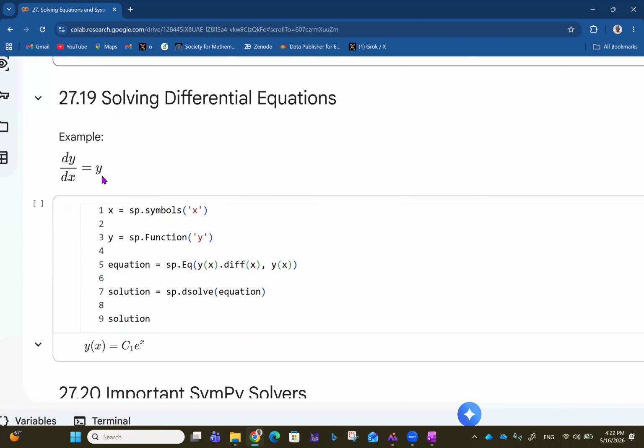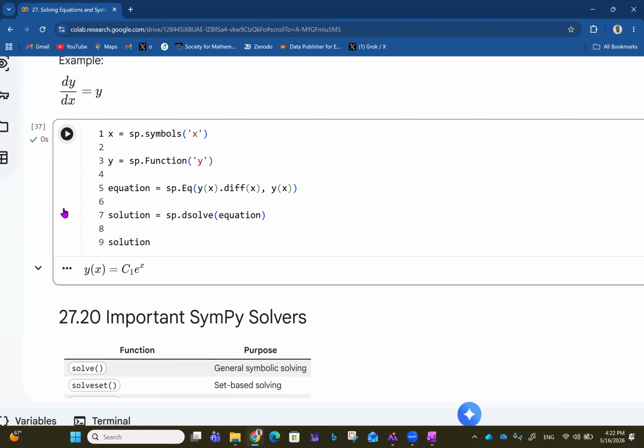So here you define x as a symbol and define y as a function. The equation now becomes sp dot Eq, y of x diff x, that's dy dx, comma y of x. So we are solving in terms of y of x. So the solution is sp dot dsolve. You use dsolve for solving differential equations, and the solution is neatly like this: y of x equals c1 e raised to power x. That's what we get right here.